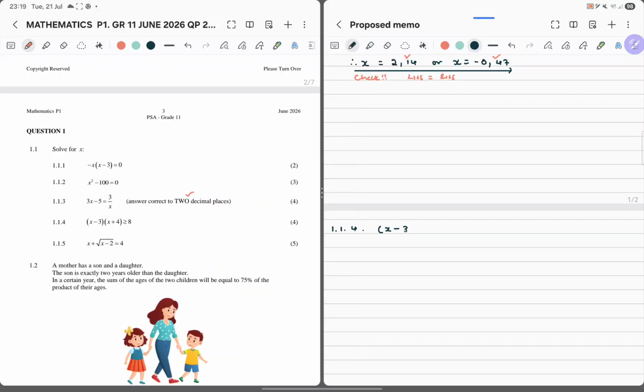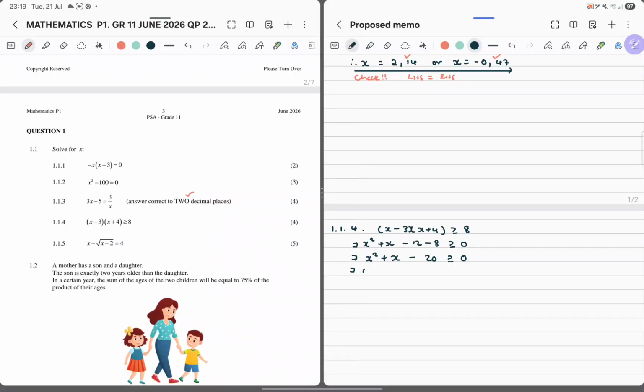So we've got x minus 3 into x plus 4. This is greater than and equal to 8. Now since it's not 0 on the right hand side, we need to FOIL this thing. So it's going to be x squared. 4 minus 3 is going to be plus x. Then this is minus 12. We bring in the 8. Minus 8 greater than and equal to 0. This is nice. So this also implies that we've got x squared plus x minus 20 greater than and equal to 0. Great.